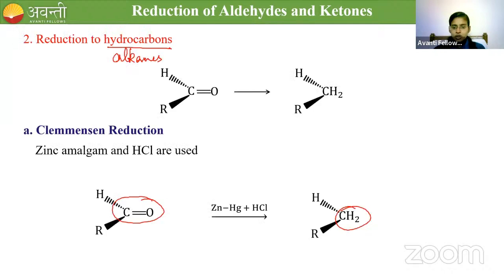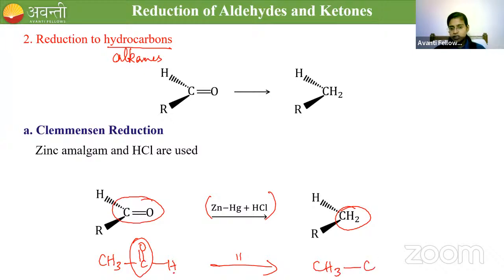So what you need to do is just memorize this reagent: zinc amalgam and mercury, which is actually called Clemmensen reagent. Suppose I have CH3 C double bond OH. In presence of this Clemmensen reagent, what will I get? The C double bond O will be converted to CH2. So I will have CH3, CH2, and also one H, so it is CH3CH3. Is it clear? So this is the Clemmensen reduction.